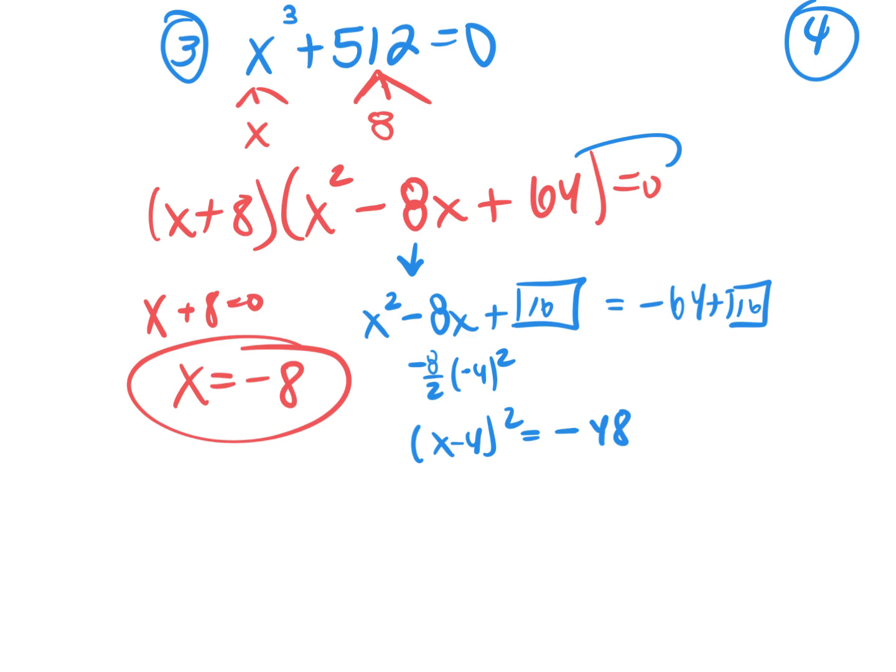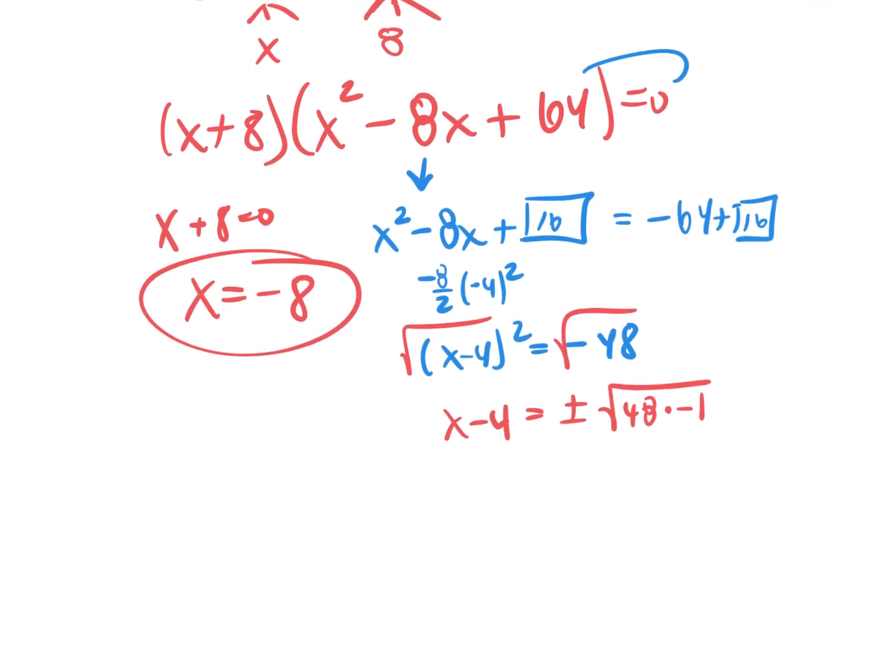So now if we continue solving, we're going to take the square root of both sides. When you take the square root of both sides, remember, you have to have your plus or minus. And then I see I have the square root of 48. So I'm going to break that down into 48 times negative 1. Don't forget about that negative, guys.